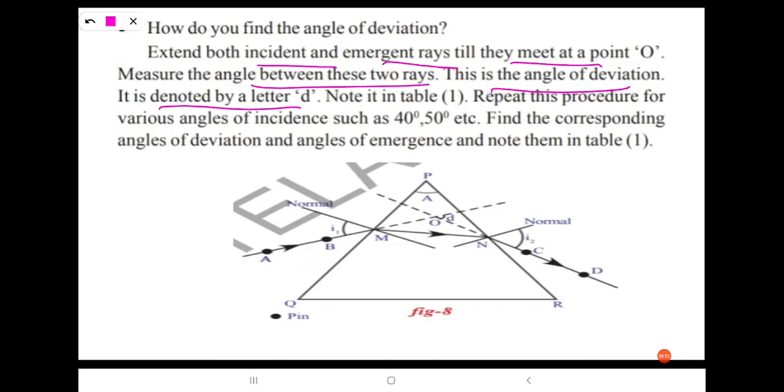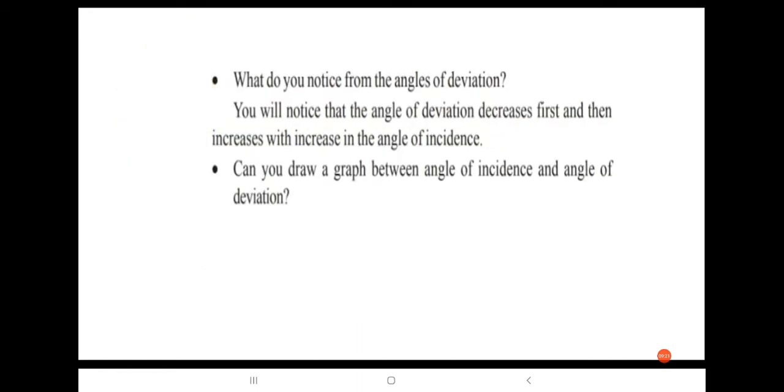So we have to repeat this procedure for various angles of incidence such as 40, 50, etc. First of all, we have taken 30 degrees as the incident angle. Now we have to do this experiment with 40, 50, 60 like that. Then we have to find the corresponding angles of deviation and angles of emergence, and note the values in the table.